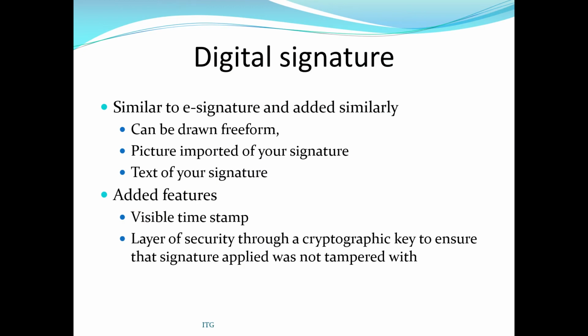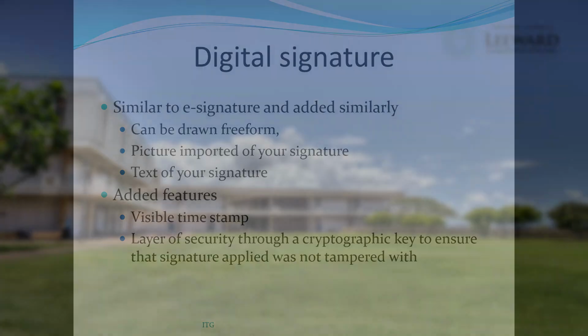A digital signature is the same as an e-signature, but there is an added layer of security through a cryptographic key that helps determine after the signature is applied if the document was tampered with. A digital signature also provides a visible timestamp of when the document was signed, a kind of notary validation. But warning, this does not replace the use of a notary public if one is required.